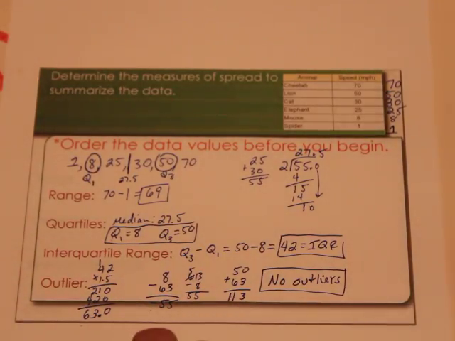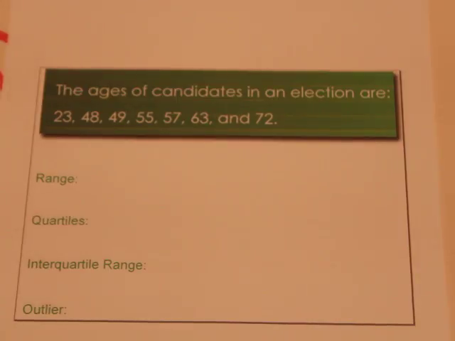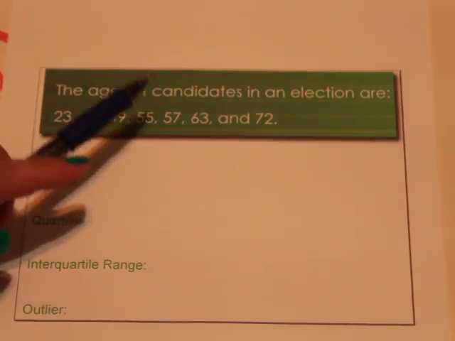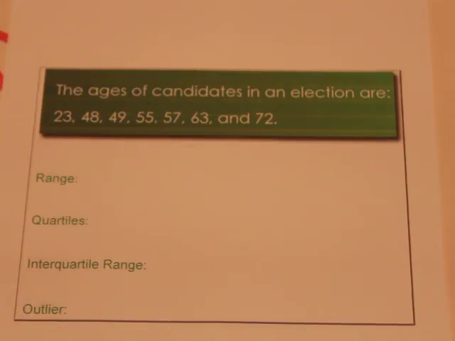And that's our first example. Now we'll do another one. Okay, the ages of candidates in an election are 23, 48, 49, 55, 57, 63, and 72. Okay, they've done us a favor. They've already put everything in order for us.